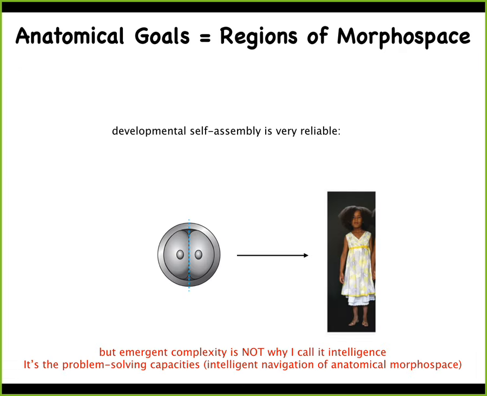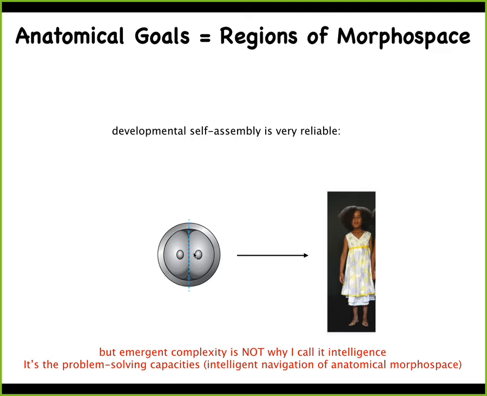And so I want to show you some examples. We started out talking about intelligence and navigating the anatomical space. So what are the capabilities of the biological hardware? Well, first of all, here's development. Here's a human egg, which gives rise to a human body.